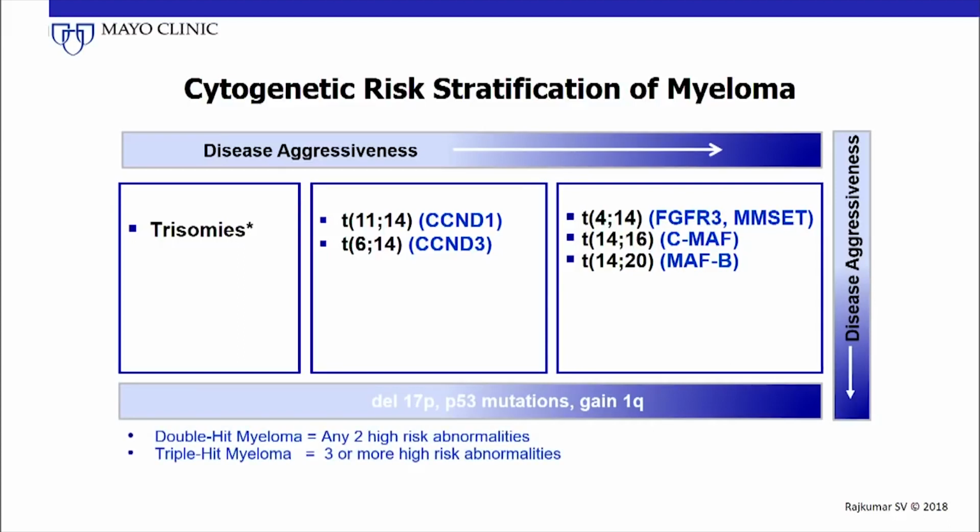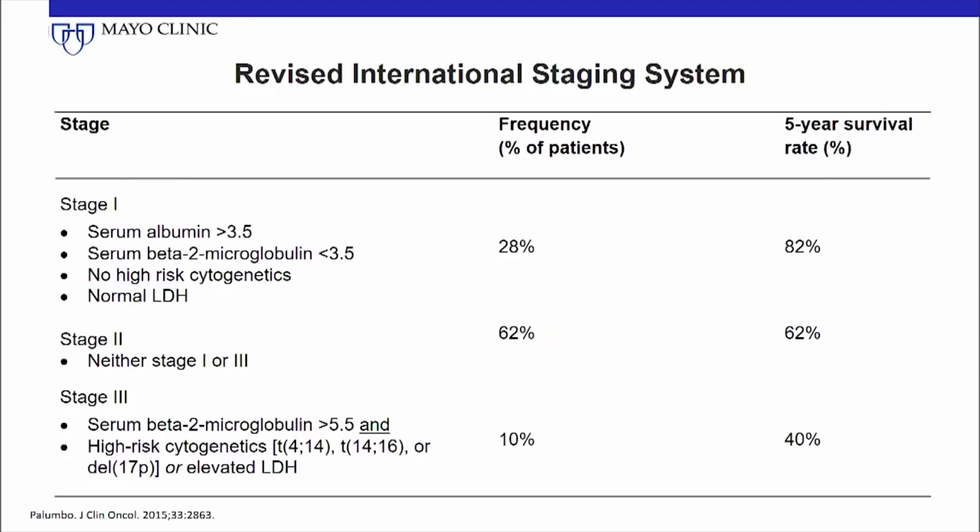Now when you get more than one of these, so if you have a 4;14 and a deletion 17p, that's worse than having either one alone, and that will be like a double hit myeloma. And if you have 3 or more high risk abnormalities, the prognosis is even worse, and so that's triple hit myeloma.